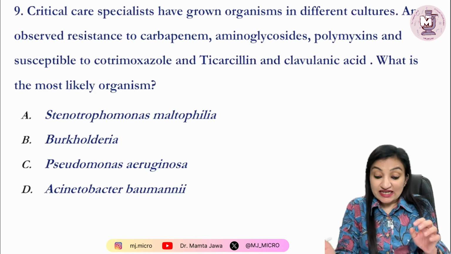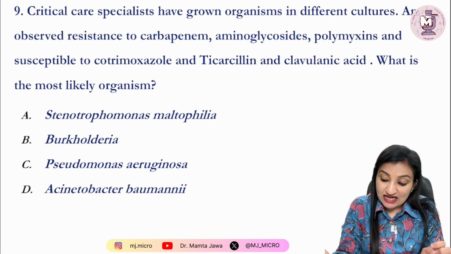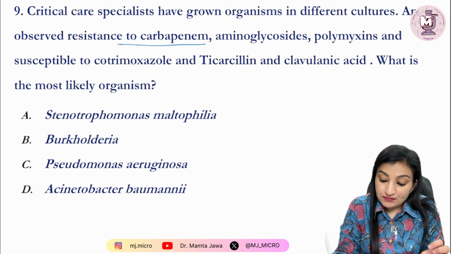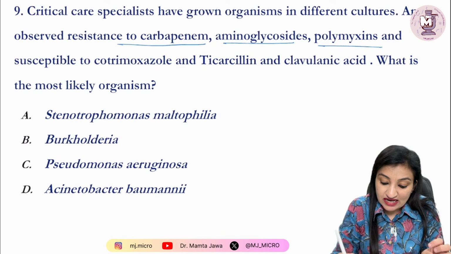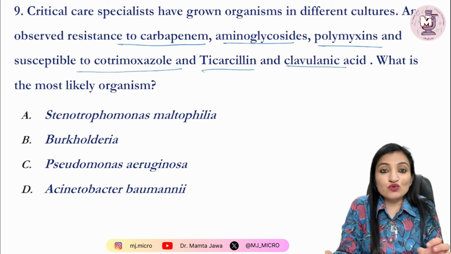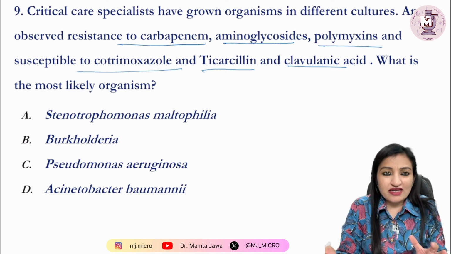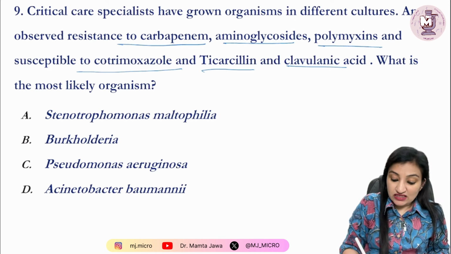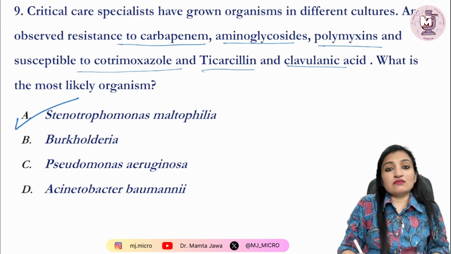Next question. Critical care specialists have grown organisms in different cultures and observed resistance to carbapenems, aminoglycosides, polymyxins, and susceptible to cotrimoxazole, ticarcillin, and clavulanic acid. What is the most likely organism? This was a slightly odd question that came up. Now the answer of this is Stenotrophomonas maltophilia.